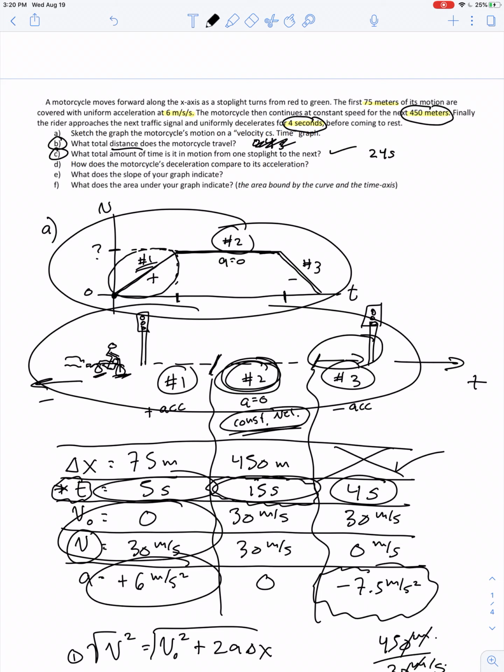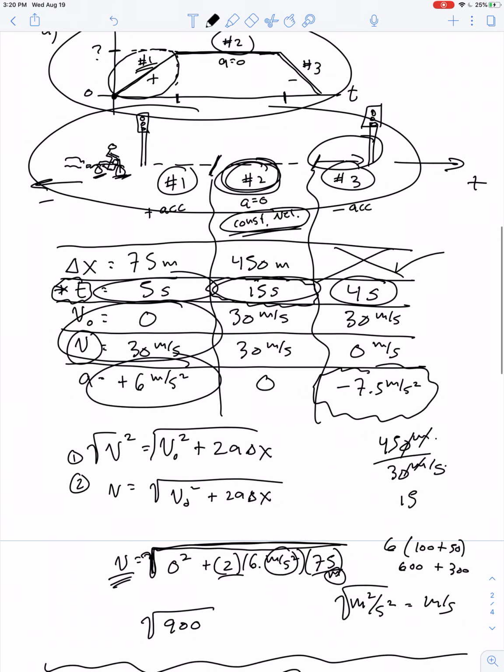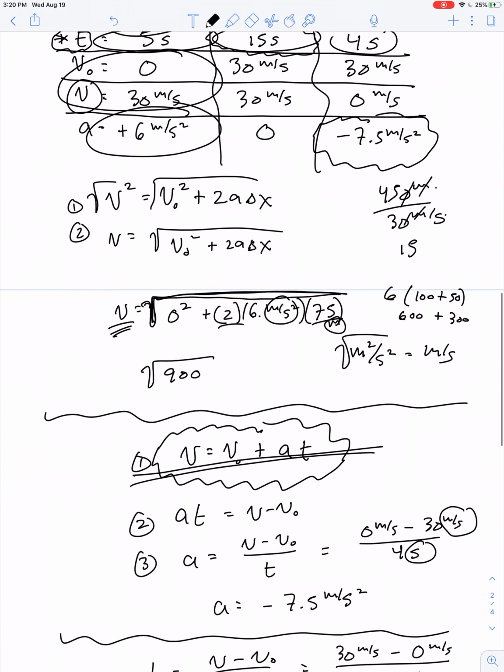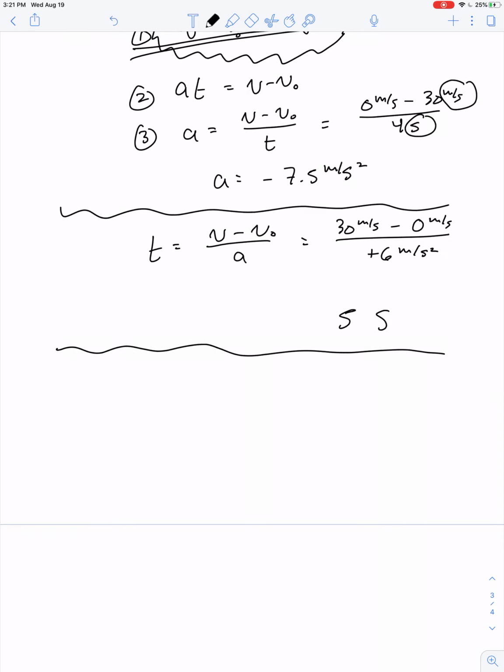Part B was what was the total distance. Oh, the total distance is 75 meters plus 450 meters plus, oops, we ignored this initially. Now we need to figure out what was the distance traveled in interval number 3. So we can use one of two equations for that. The equation delta x equals 1/2 V naught plus V times T, or just as well, we could say delta x equals initial velocity times time plus 1/2 acceleration times time squared.